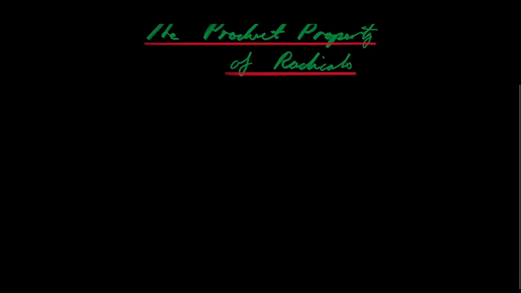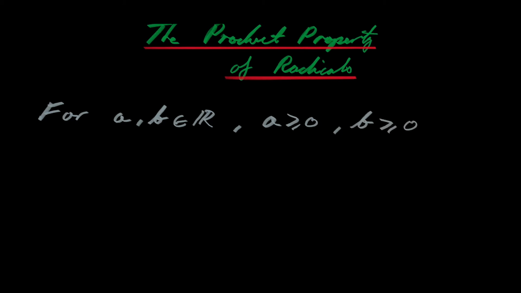Now let's state the product property of radicals. What is it? Well, for any pair of real numbers, let's just call them A and B, so for A and B in the real numbers, as long as they are non-negative, in other words, greater than or equal to 0, because 0 is not positive or negative. If we had said, for instance, that A and B are strictly greater than 0, then we would know that they are positive.